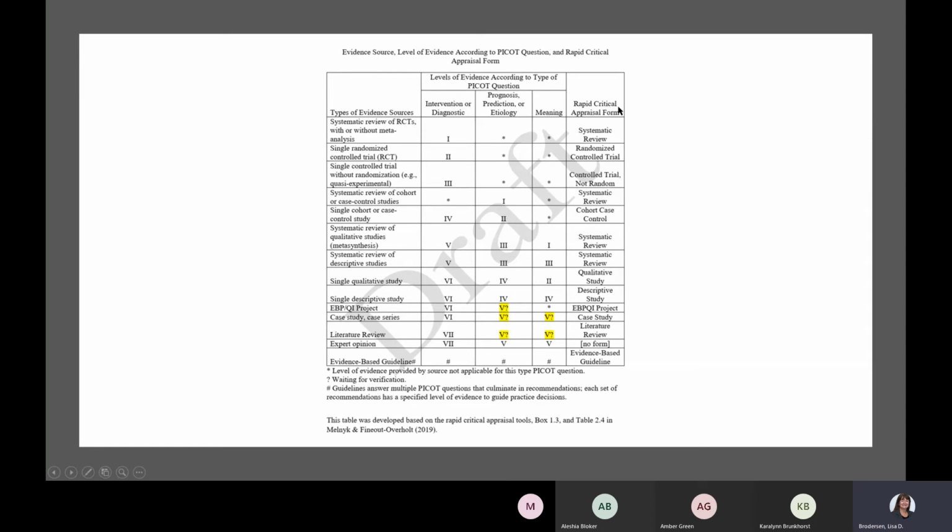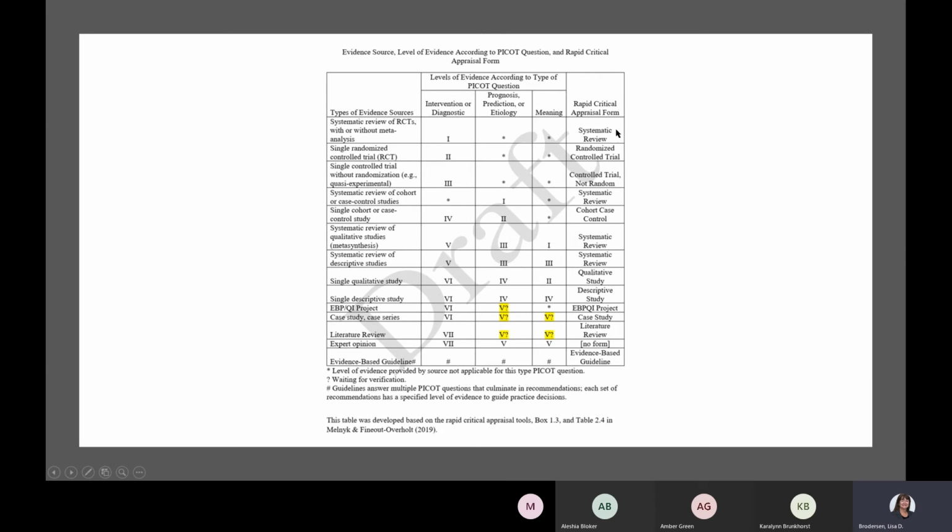And then the rapid critical appraisal form you would use to actually evaluate or appraise the particular source. So you'll see if you look across here, systematic reviews of randomized controlled trials with or without meta-analysis are going to provide level 1 evidence for an intervention or diagnostic PICO question. They're not applicable for prognosis, prediction, or etiology questions or meaning questions.